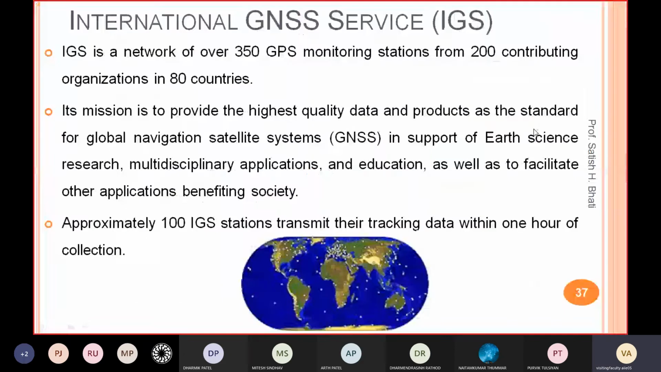So it's kind of an international organization, right? Some 350 GPS monitoring stations from 200 organizations in 18 different countries contribute their data, we can say. And the mission is to provide the highest quality data, right?